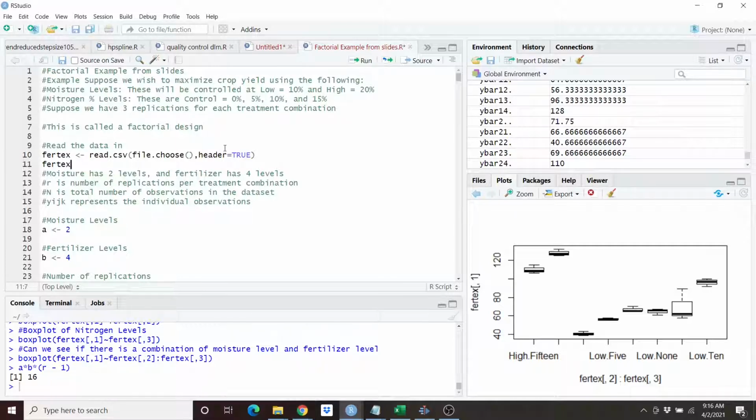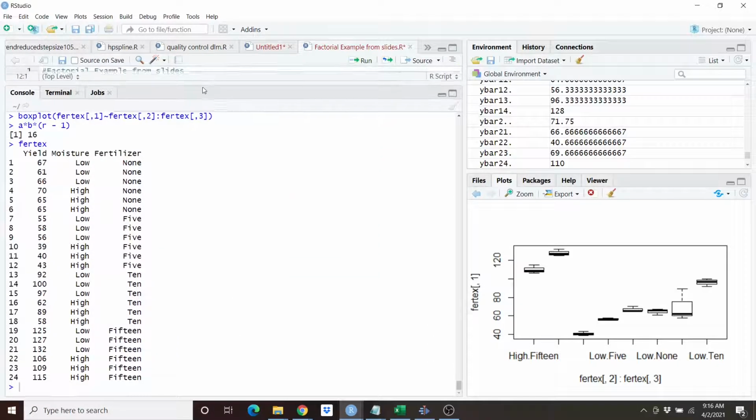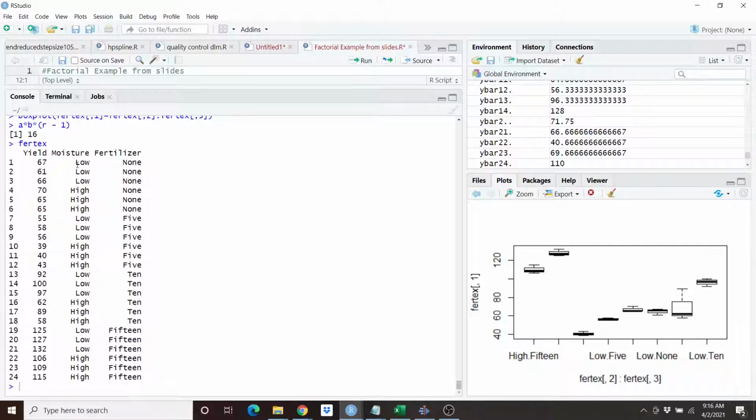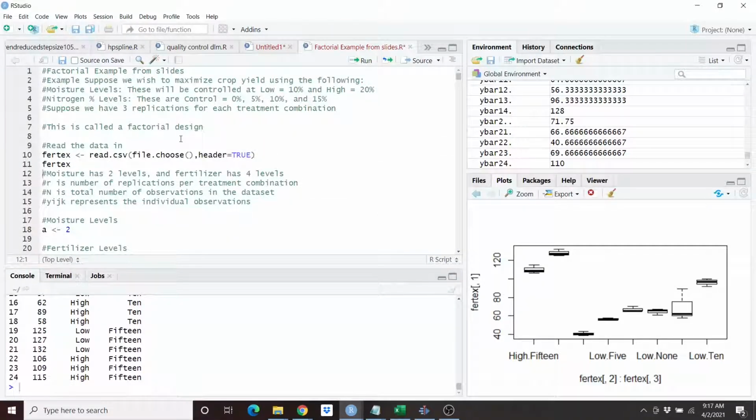Now, I've already read the data in for this design, and you can see that here we have our yields, here we have our moistures, here we have our fertilizers. Notice there are 3 replications in each combination. So we have a moisture level of low and a fertilizer of none. We have a moisture level of high and a fertilizer of none. We have a moisture level of low and a fertilizer of 5, etc., etc. And there are 3 replications in each of these combinations. This is the factorial design.